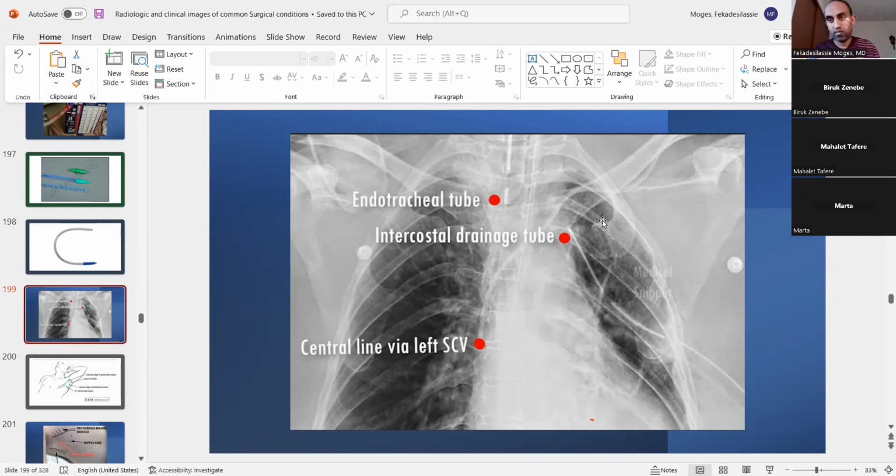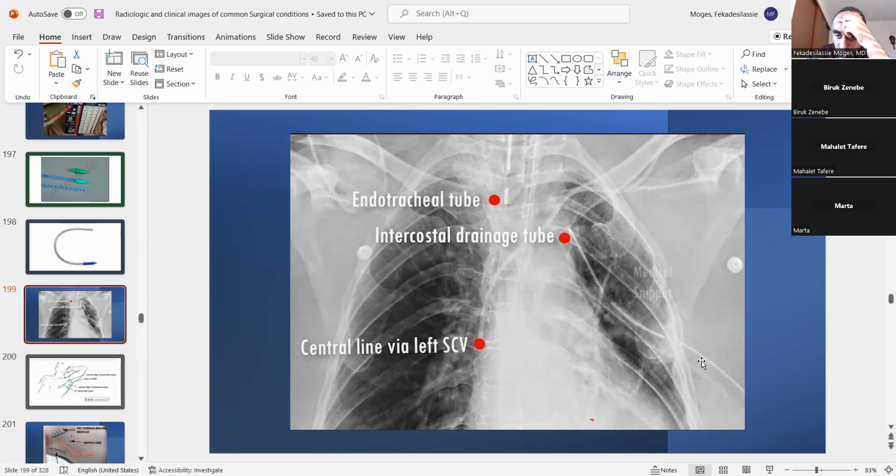So this is very well demonstrated in this particular chest x-ray. You can see the endotracheal tube here. Do you see it here? There is one tube here, that's the endotracheal tube. And we have got an intercostal drainage tube. Do you see this?